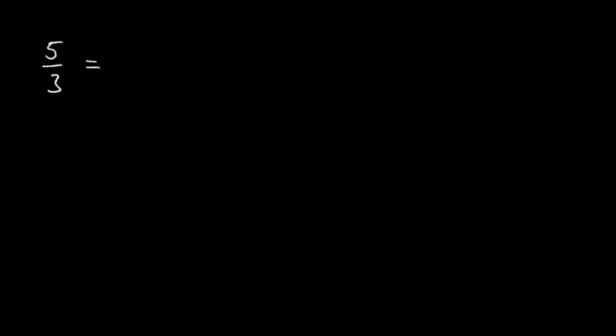Converting an improper fraction to a mixed number is very simple. We just have to divide the 5 by 3. 3 goes into 5 one time. The 1 is the whole number part of our mixed number. The remainder, which is 2, will be the numerator of the fractional part of the mixed number. And we just keep the denominator the same.